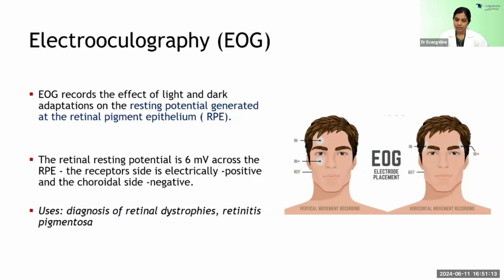Electrooculography. It records the effect of light and dark adaptation on the resting potential generated at the retinal pigment epithelium. The retinal resting potential is 6 millivolts across the retinal pigment epithelium. The receptor side is electrically positive and the choroidal side is negative. It is used in the diagnosis of retinal dystrophies, retinitis pigmentosa.